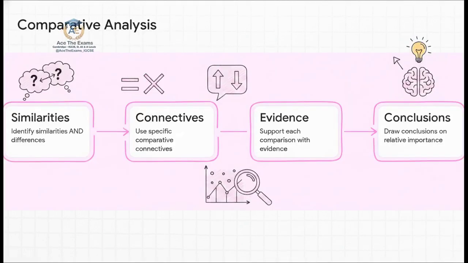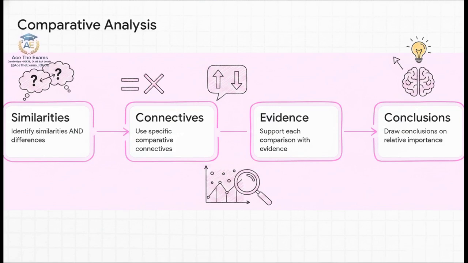Let's move to our final procedural sequence. When an examiner asks you to compare and contrast, for instance, comparing the emission spectrum of a hot gas with the photoelectric effect, you must execute this flawless comparative analysis sequence. Step 1. Identify similarities and differences. Please don't just do one or the other. They want both.